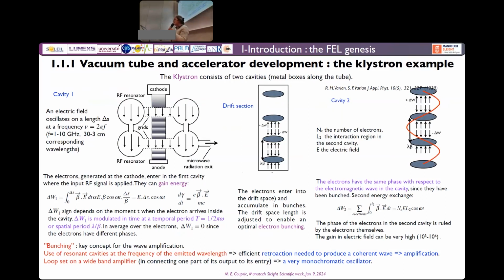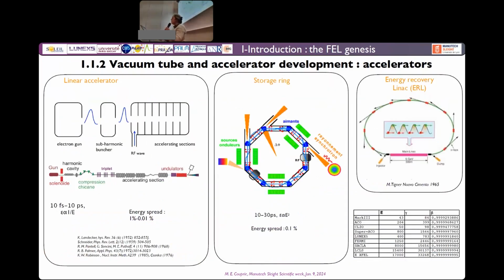So you see here that the concept of bunching is very important. We have used resonant cavities at the frequency of the emitted wavelengths, and we can have an efficient retroaction to provide amplification, and we can put loops to have wideband amplifiers. So this concept of vacuum tubes has been used last century as well for developing accelerators. So we have an electron gun, with a cathode, which emits electrons. And then we do bunching in a subharmonic buncher. And then we can have an accelerating section with an electric field, which can raise the energy of the electrons.